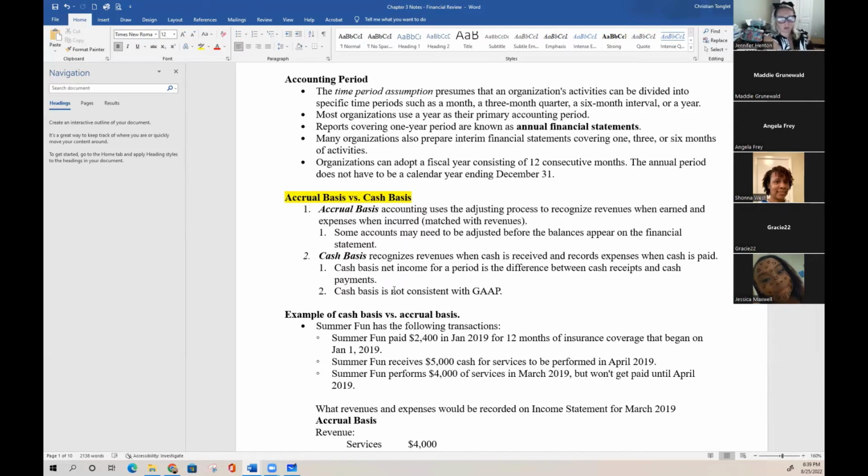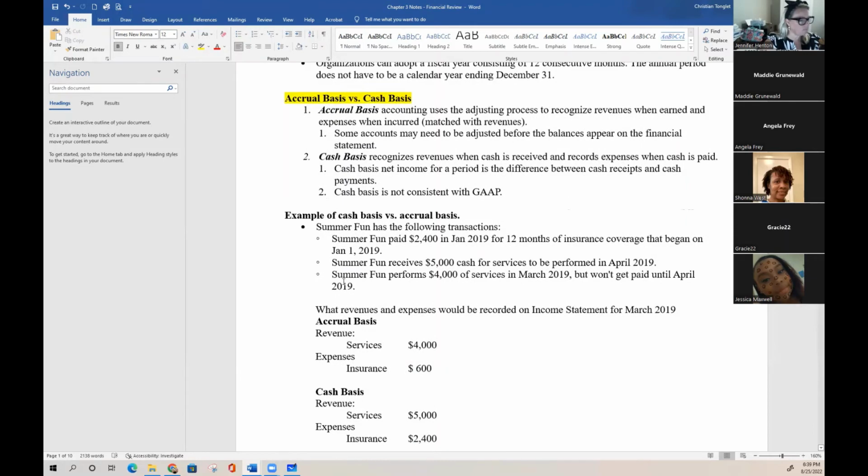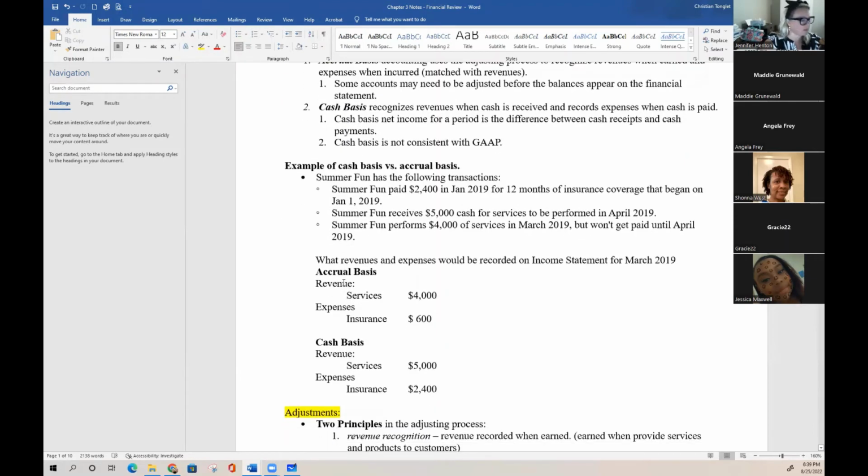So I don't split it up and divide it up amongst those months. I just go ahead and recognize it as an expense. That's the difference between the two. So I want you to know that because that'll probably show up on the test. So cash basis and accrual basis.